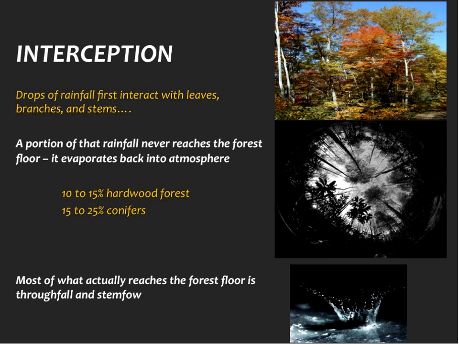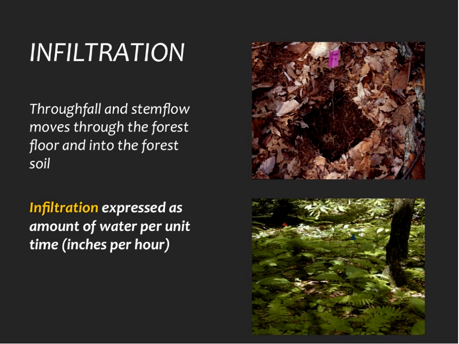And that higher number occurs when you have annual rainfall where you have a lot of light rain, or where there's a significant amount of leaf area or branches that intercept and provide that surface to evaporate back out. So most of what actually reaches the forest floor is through fall and stem flow, and that's anywhere between 90 to 75% of what comes in precipitation. What then does come through fall and stem flow moves through the forest floor through the process of infiltration.